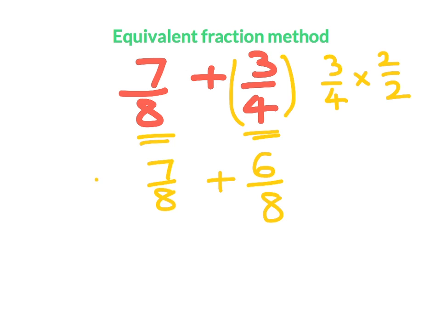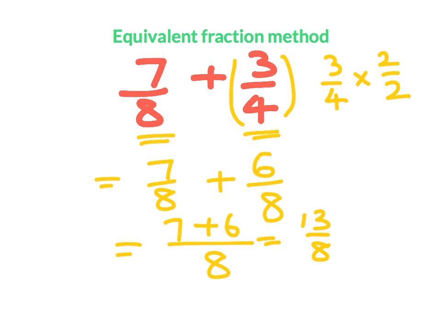Straightforward, isn't it? So now we write 8 as our new denominator since they have the same denominator. And then we add 7 plus 6. 7 plus 6 is going to be 13 divided by 8. And 13 divided by 8 can be written in a mixed fraction form, 1 5/8.